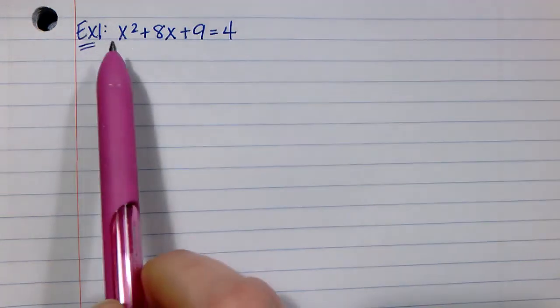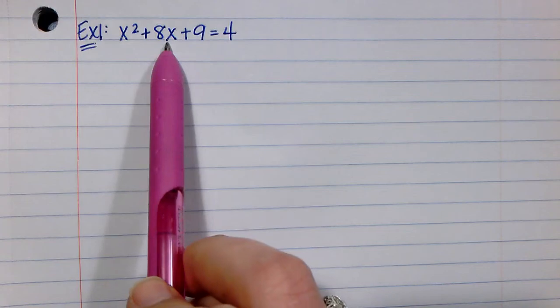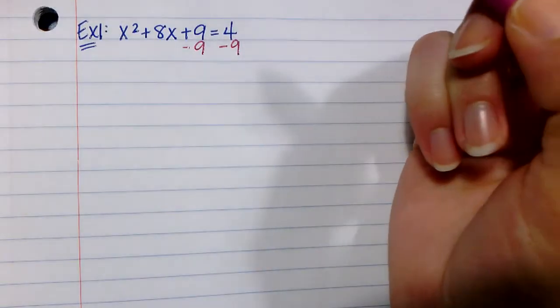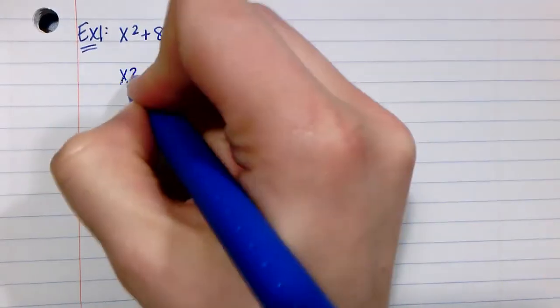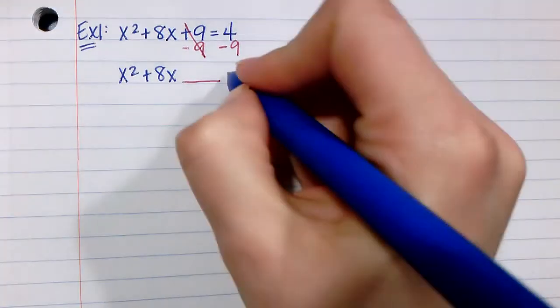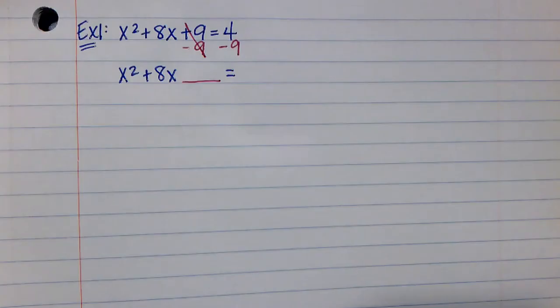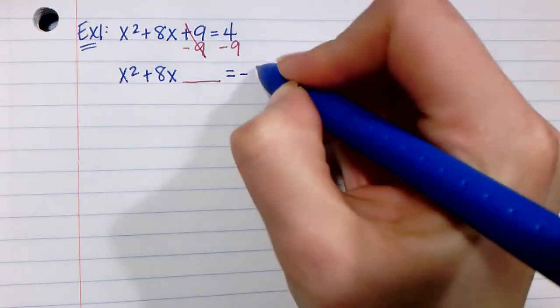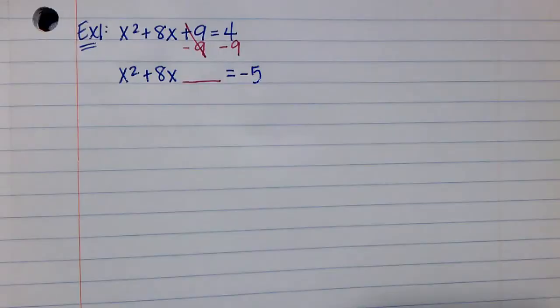We need to get the x squared and the 8x by itself. So we are going to subtract 9 from both sides. We are going to bring everything else down. So x squared plus 8x, your blank, equals 4 minus 9 is -5. And then we need our blank.